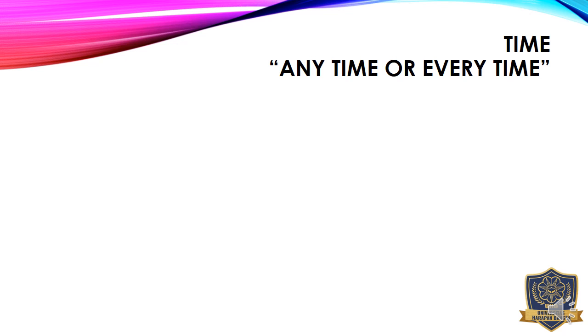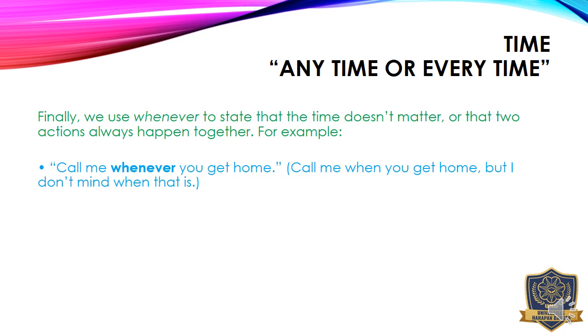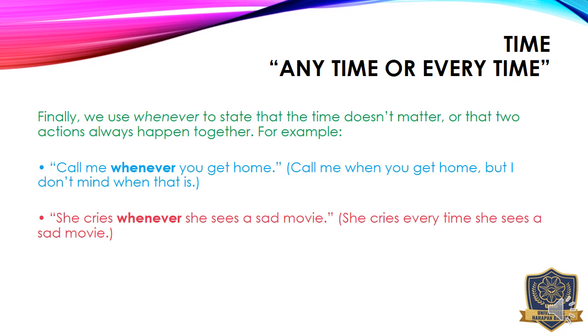Time, anytime or every time. Finally, we use whenever to state that the time doesn't matter or that two actions always happen together. For example, call me whenever you get home. It means that call me when you get home, but I don't mind when that is. She cries whenever she sees a sad movie. It means that she cries every time she sees a sad movie.